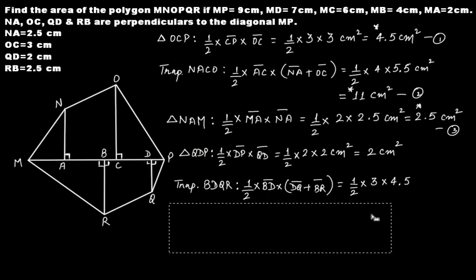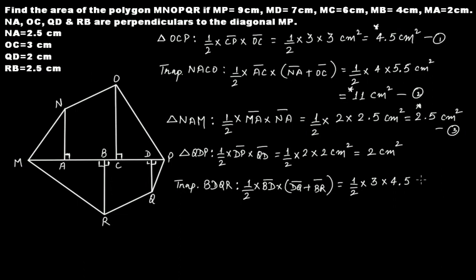So if you solve it, you will get 3 times 4.5, which is 13.5. 13.5 divided by 2 centimeter squared. If you further solve it, you get 6.75 centimeters squared.